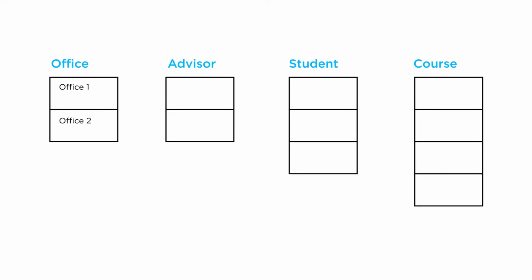The first cardinality constraint is what we call the key constraint. The key constraint defines the maximum number of relationships that each instance can have. What do we mean by that? For example, each office can have at most one advisor assigned to the office, and each advisor has one office assigned to the advisor at most. In this example, the maximum cardinalities for both sides of the relationship is 1. This is what we call a 1-to-1 relationship.